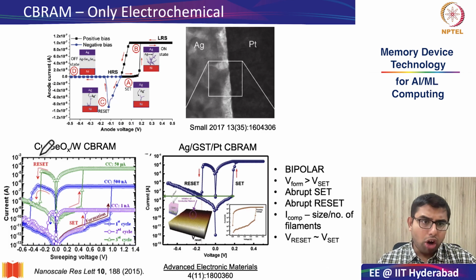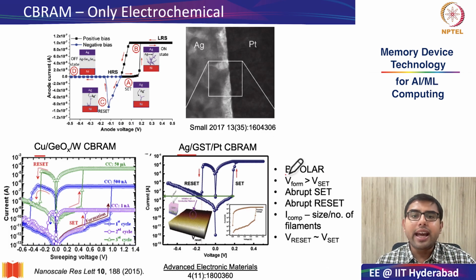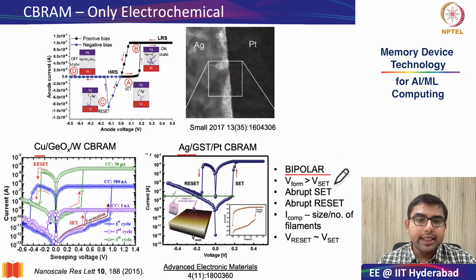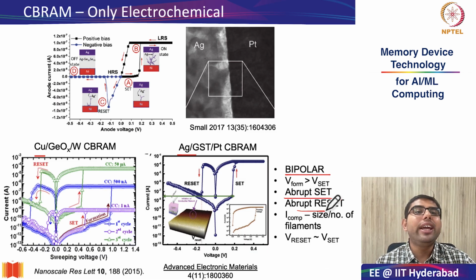Also, let's look at the IV characteristics of a CB-RAM device, and the first thing we notice, both in copper based and silver based CB-RAMs, is that they are inherently bipolar in nature. Bipolar because the process is electrochemically driven. It depends on the polarity of electric field. Also, what we see is that both the set and reset for CB-RAMs is absolutely abrupt.